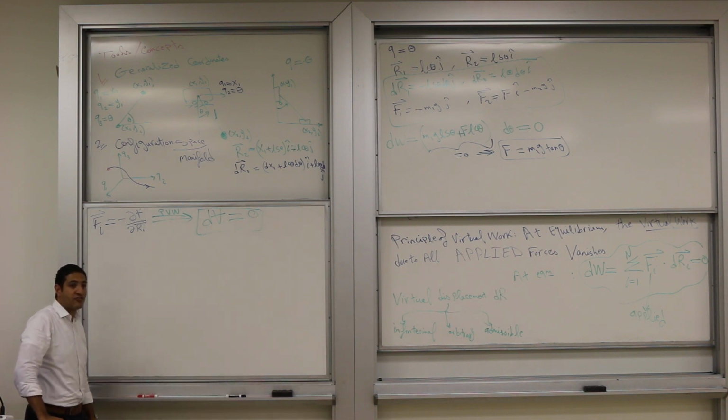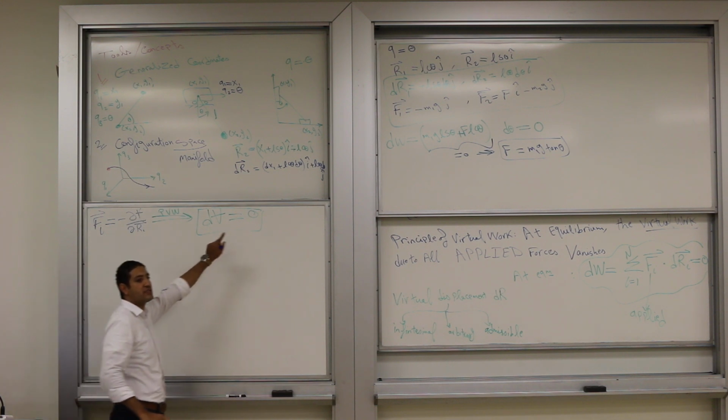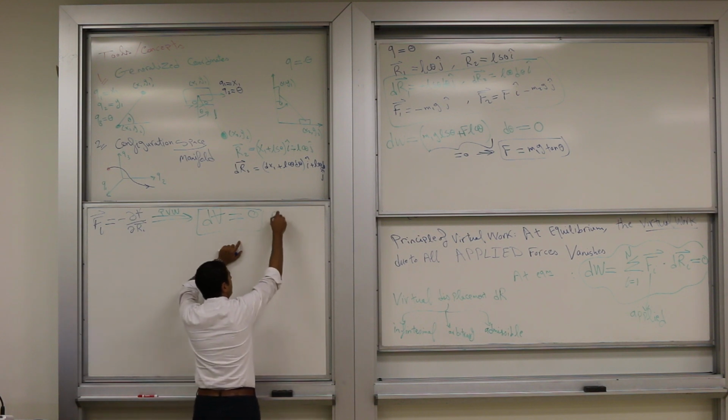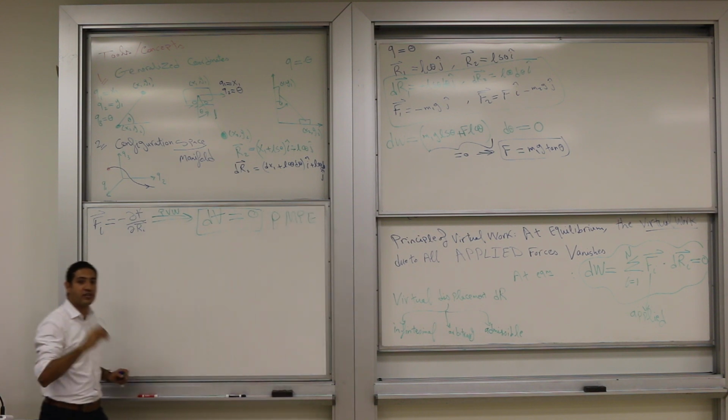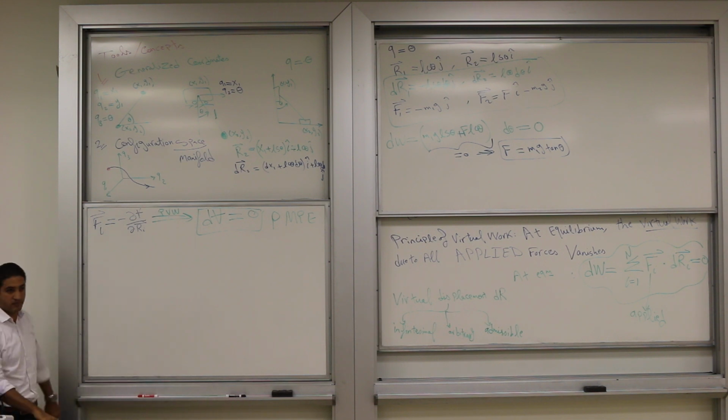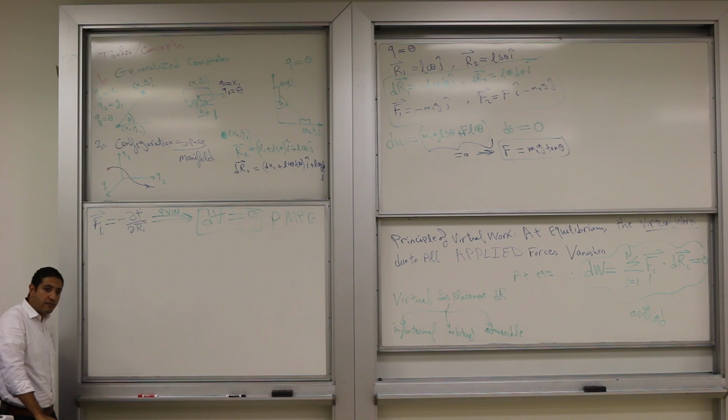So the potential energy at equilibrium doesn't change. Its first derivative is 0. This is the principle of minimum potential energy. At equilibrium, your potential energy attains its minimum. At equilibrium, your potential energy has a 0 slope. Differentiated with respect to any of your Q's, you get 0 at equilibrium.